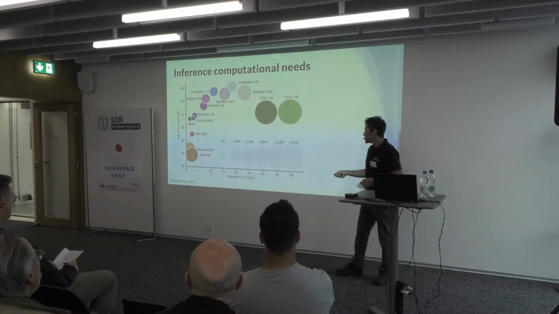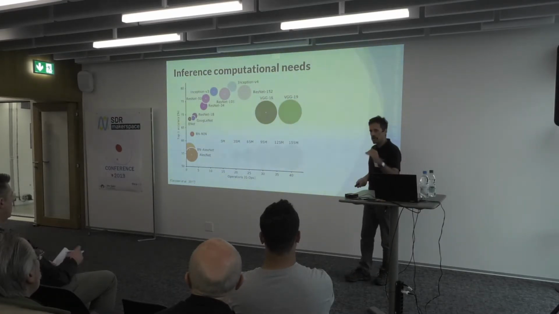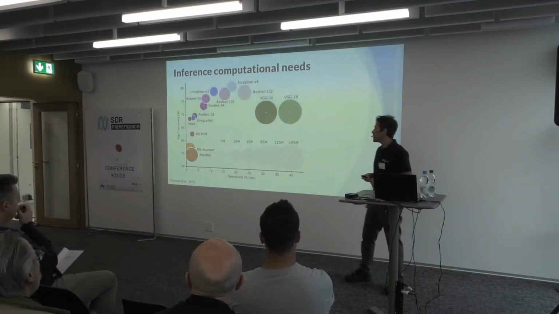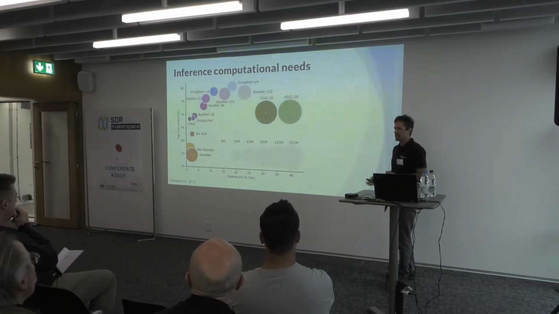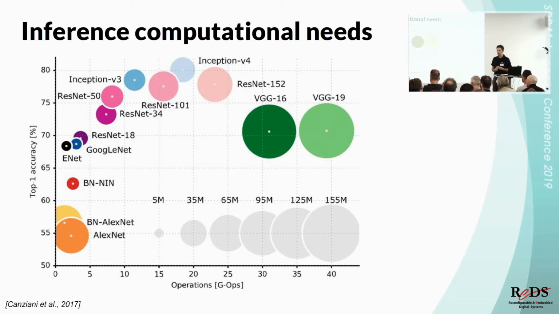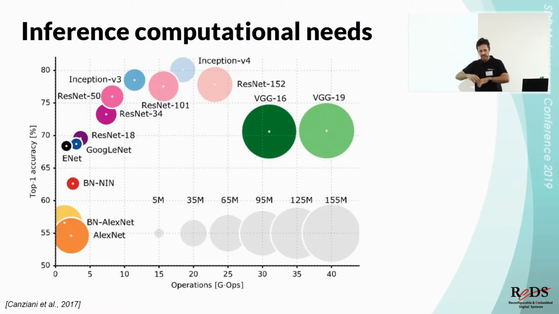But we have gigabytes of operations per image. If you want to classify them in real time, it's very challenging from the computational point of view. Training is even worse than that. Training is taking data centers, is burning an immense amount of energy, but already inference is kind of a problem.